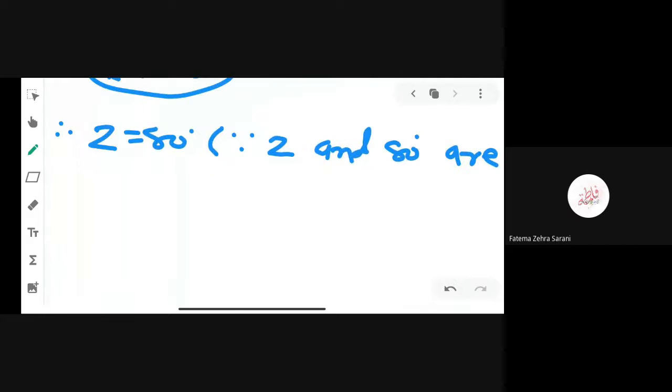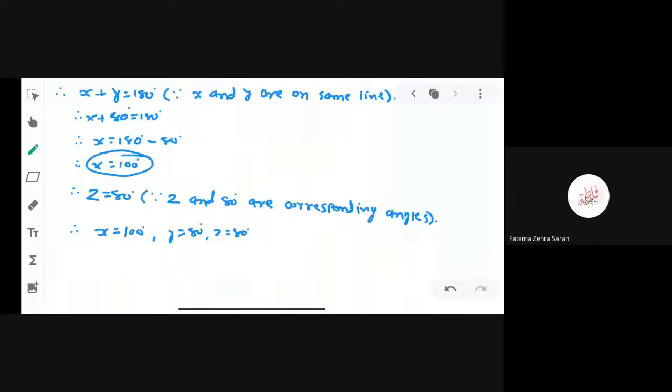So we get all these three: x is equal to 100 degrees, y is equal to 80 degrees, and z is equal to 80 degrees. Clear all of you? Yes, sir. And now see here question number 5.